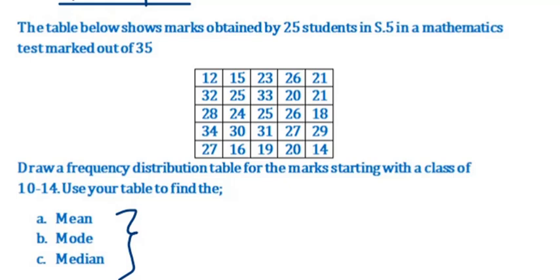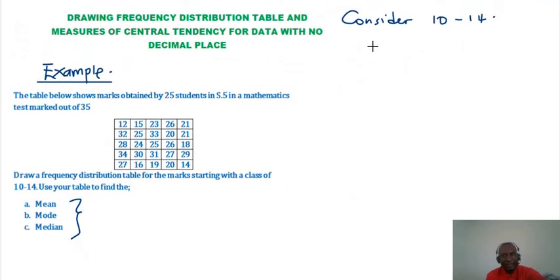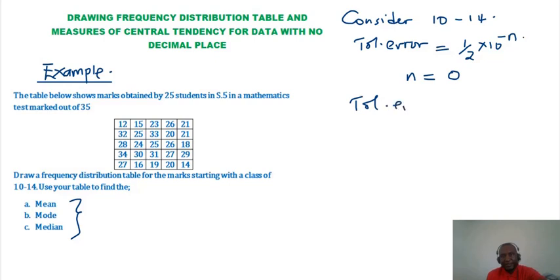First, we consider our class, which is 10 to 14. Now, the data which we have is the data of no decimal place. So we have to go ahead to find the class boundaries. Class boundaries will help us to find the class width. So from the tolerance error, this is going to be equal to half times 10 power negative n. For this time around, n is equal to 0 because n stands for the number of decimal places. So the tolerance error that we have at the moment is going to be equal to 0.5. When you put n as 0, we shall remain with a half, which is 0.5.